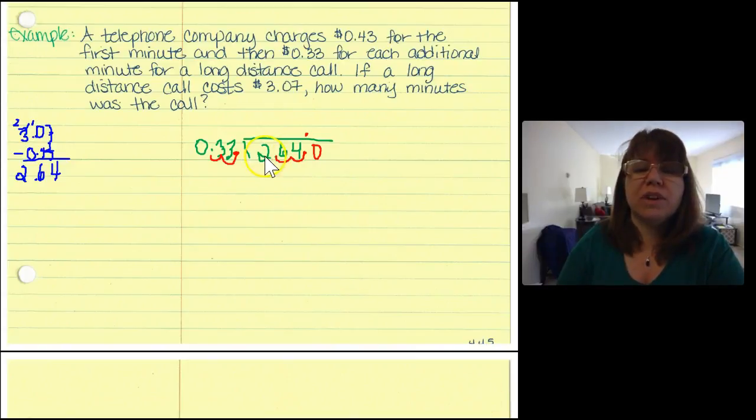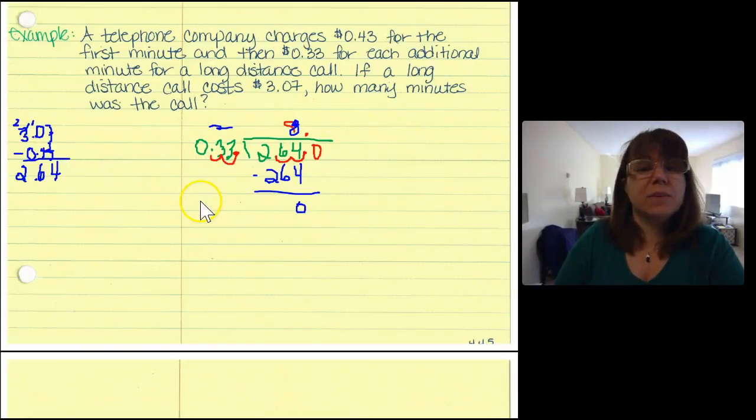Now I have 33. Divided into 2, no. Divided into 26, no. Divided into 264. Let's see. 30. Should we try an 8? 8 times 3 is 24. Let's try an 8. Oops. I want that in blue. That's about the worst 8 I've drawn yet. 8 times 3 is 24, carry the 2. 8 times 3 is 24, plus 2 is 26. Oh, look at that. Oh, good. 0.